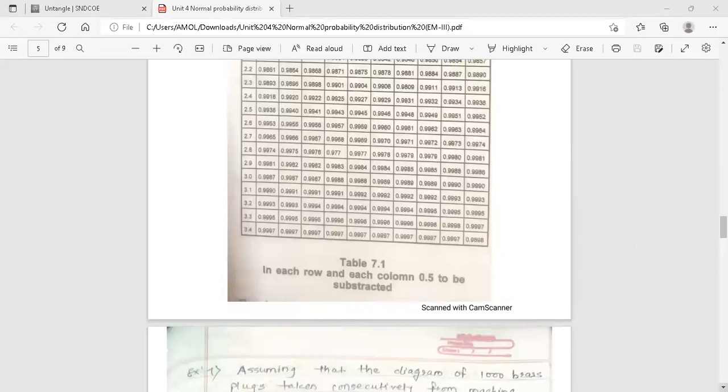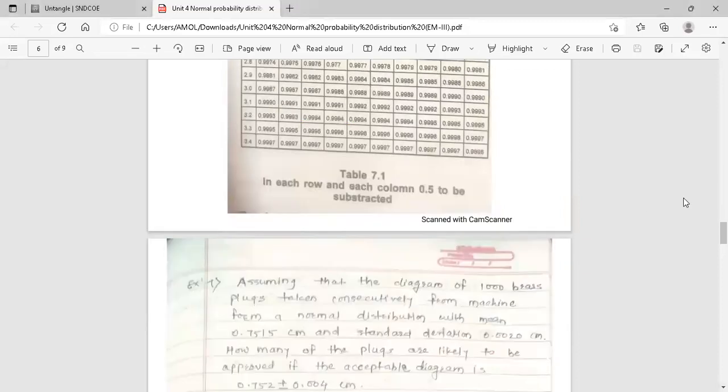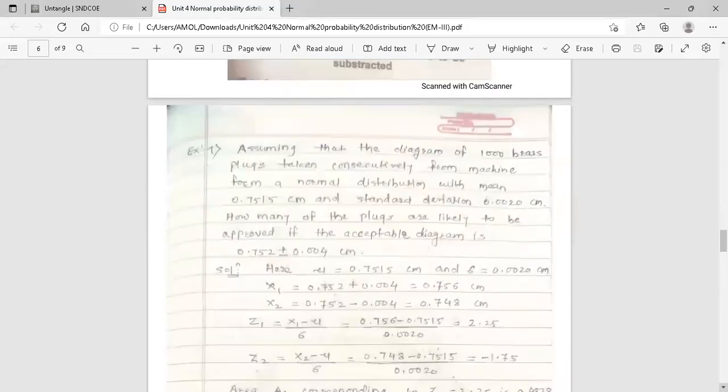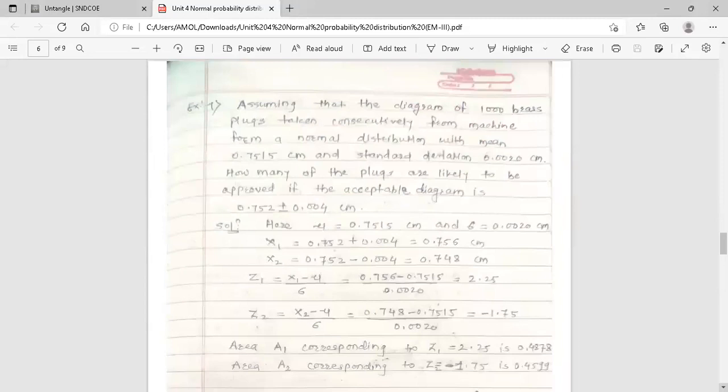Now next. Next example. We are going to solve the example. Assuming that the diameter of 1000 brass plugs taken consecutively from a machine forms a normal distribution with mean 0.7515 centimeter and standard deviation 0.0020 centimeter. How many of the plugs are likely to be approved if the acceptable diameter is 0.752 plus minus 0.004 centimeter?